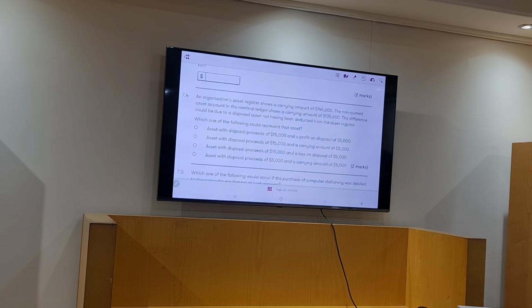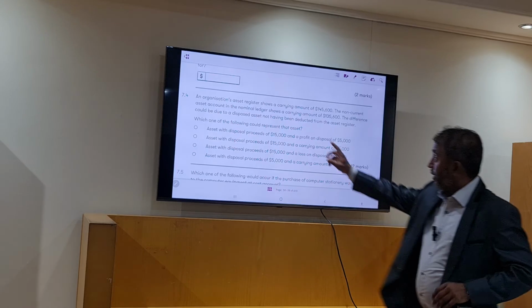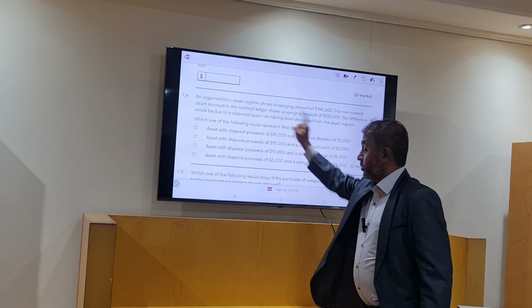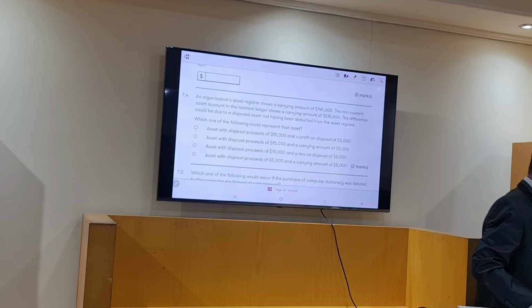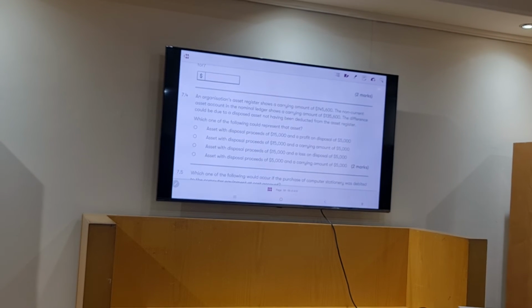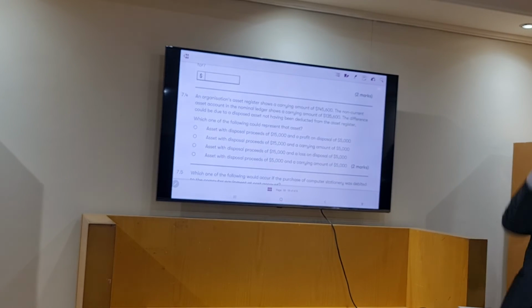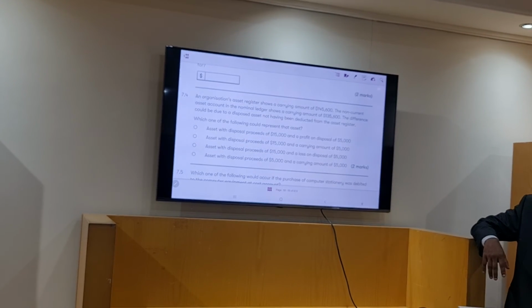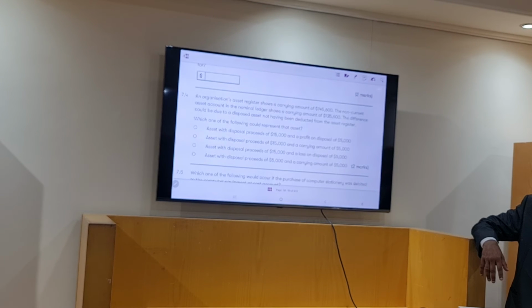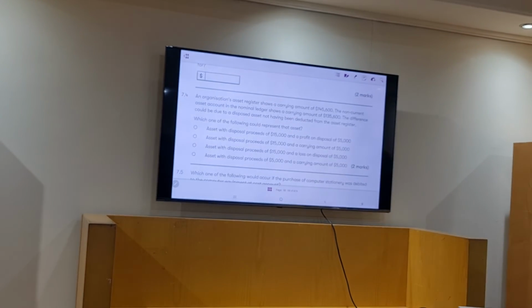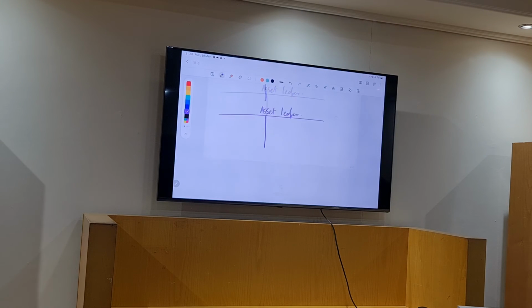Now both asset register and nominal ledger show at what value? Carrying amount. Correct? So carrying amount of 10,000 we need. Of these four numbers, which one will give me carrying amount of 10,000? You open up a disposal account. It will be even easier to understand.